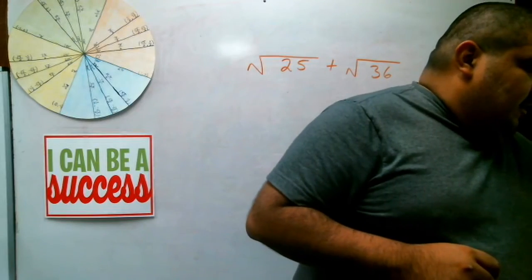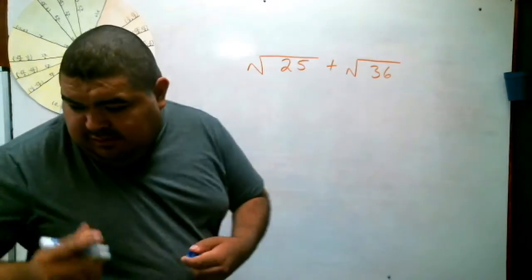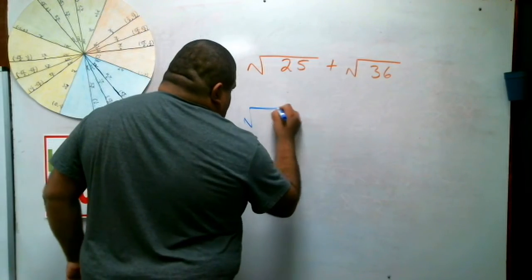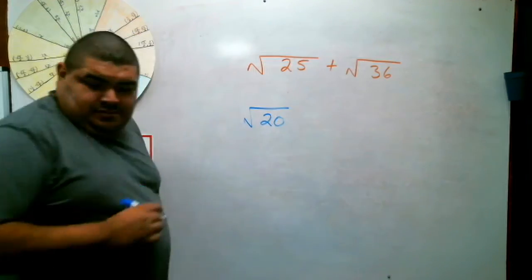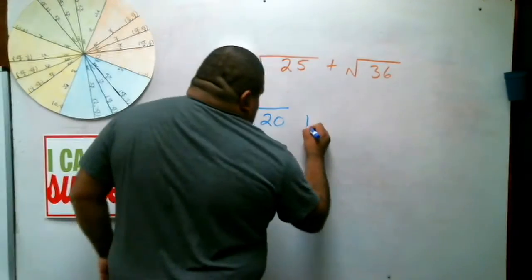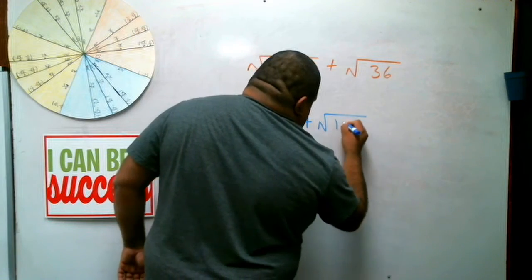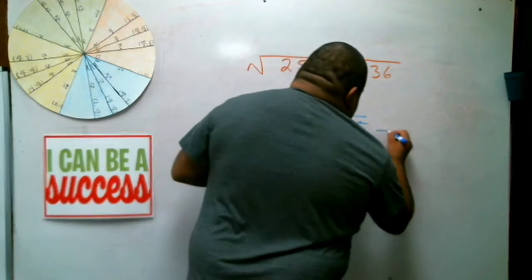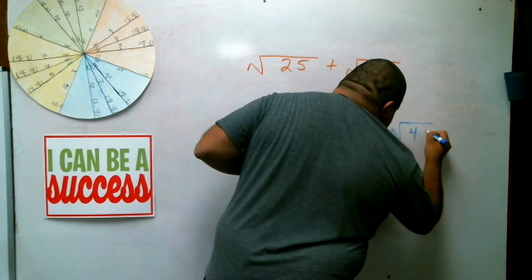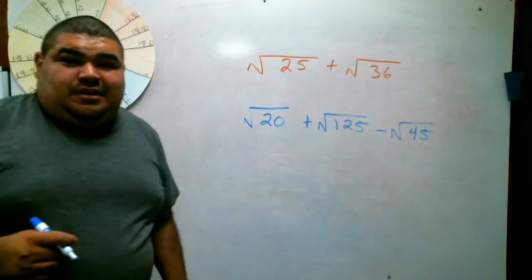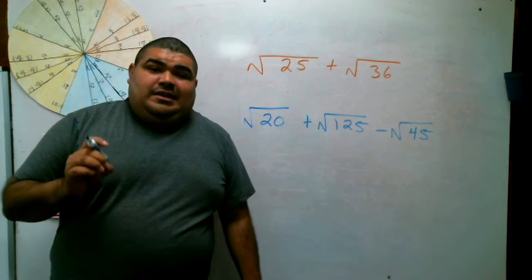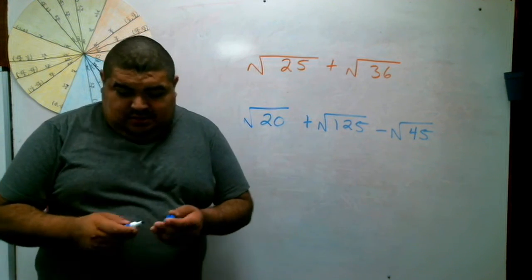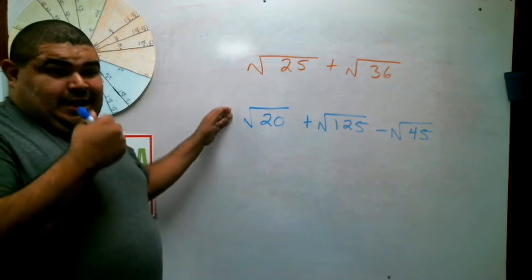All right, for your second one, you have radical of 20 plus radical of 125 minus radical of 45. Okay? Remember, guys, only if you can reduce them to the same radical, you can combine them. All right, so here's your two problems for today.